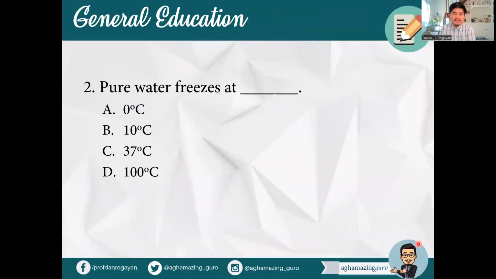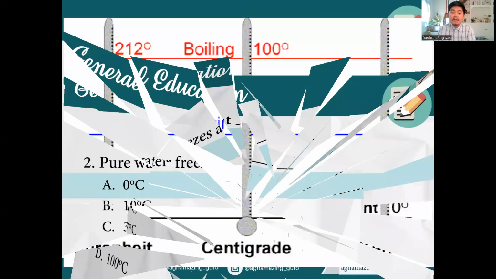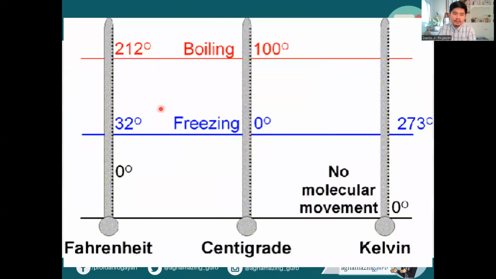Second, pure water freezes at: A, 0 degrees Celsius, B, 10 degrees Celsius, C, 37 degrees Celsius, or D, 100 degrees Celsius. Yan ang sagot natin. Siyempre, no, pag freezing of water, that is 0 degrees Celsius. 0 degrees Celsius is the freezing point of water, which is of course equivalent to 32 degrees Fahrenheit or 273 Kelvin. So this is part of your temperatures. You have Fahrenheit, Celsius or centigrade, and Kelvin as our common temperatures.